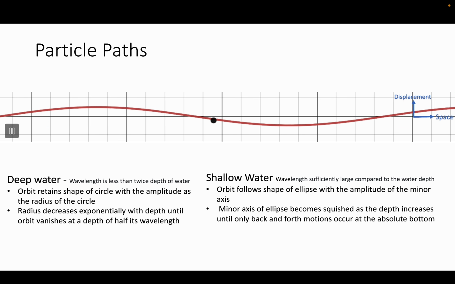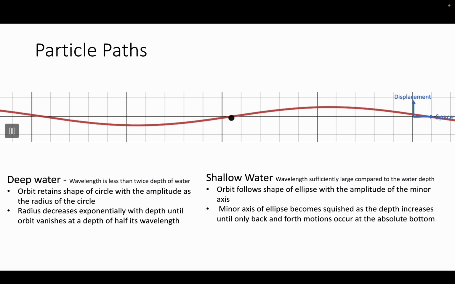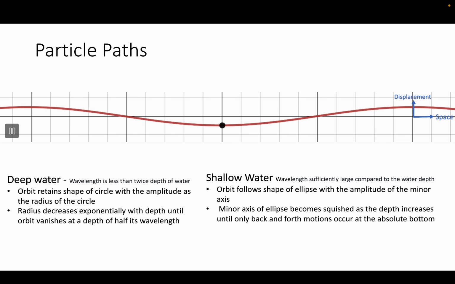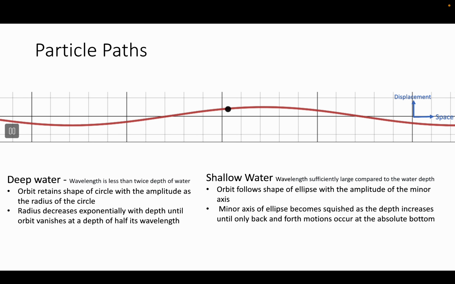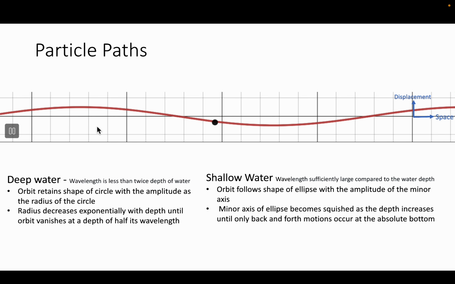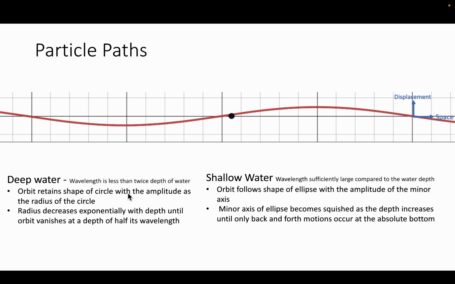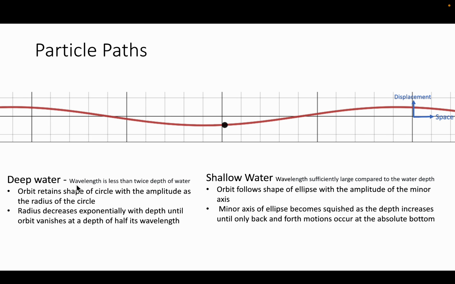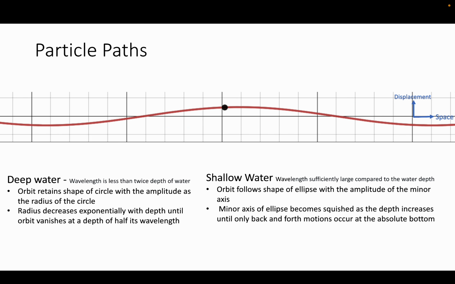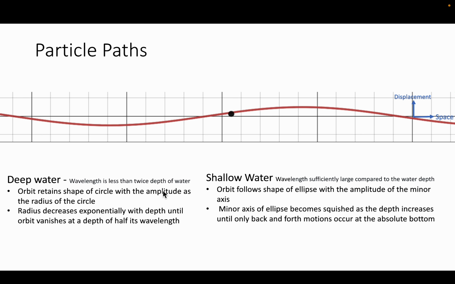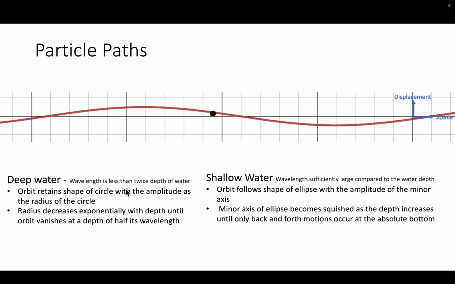Particle paths. This is very important and pretty easy to understand. Very, very relevant to what we do with hydrofoils. So as you've probably noticed, there's a pattern of deep water and shallow water analysis. In deep water, when the wavelength is less than twice the depth of the water, the orbit retains the shape of a circle with the amplitude as the radius of the circle.